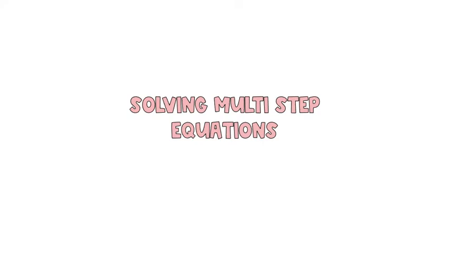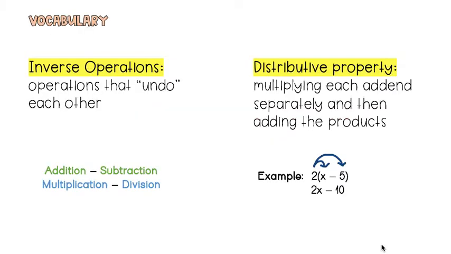Today we are going to be solving multi-step equations. For our vocabulary terms, we're going to be using inverse operations, which are operations that undo each other, and we're going to be using the distributive property. So that's where we are multiplying each addend separately and then adding the products.